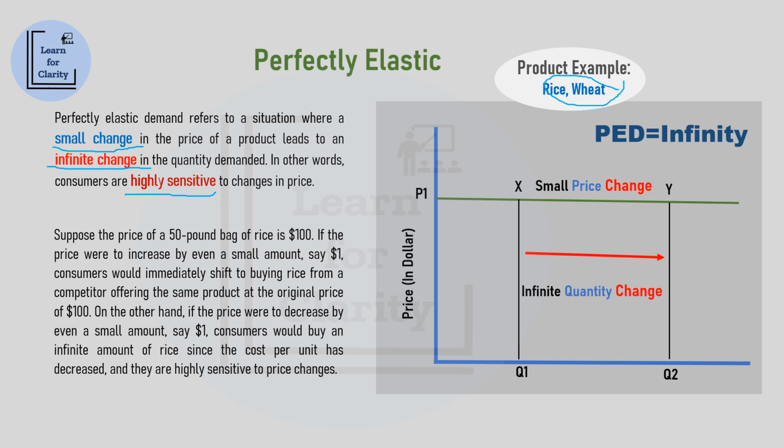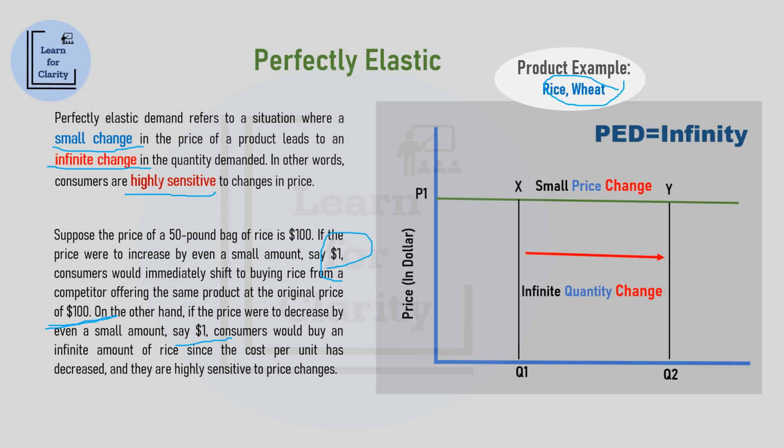Suppose the price of a 50-pound bag of rice is $100. If the price were to increase by even a small amount, say $1, consumers would immediately shift to buying rice from a competitor offering the same product at the original price of $100. On the other hand, if the price were to decrease by even a small amount, say $1, consumers would buy an infinite amount of rice since the cost per unit has decreased, and they are highly sensitive to price changes.